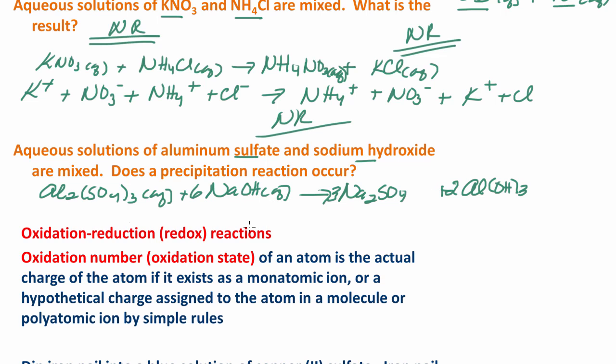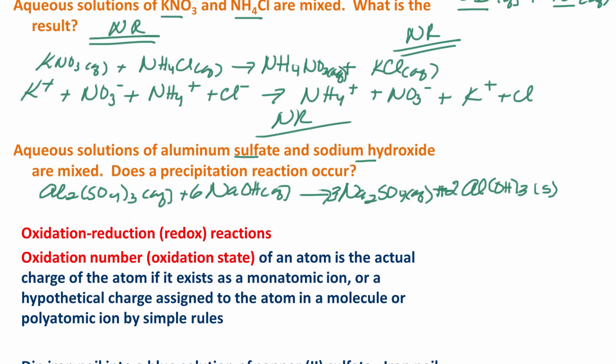We're good. Let's see, is sodium sulfate soluble? Yes, according to the solubility rules it is. Okay, good. And aluminum hydroxide is insoluble. So a reaction has taken place here.